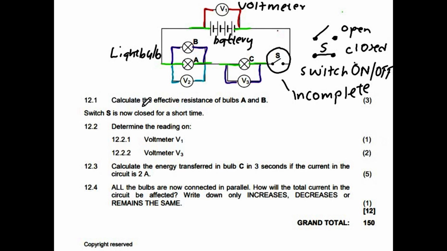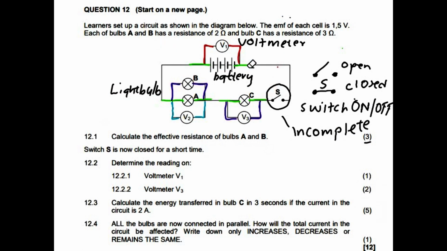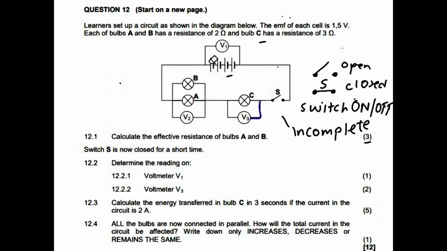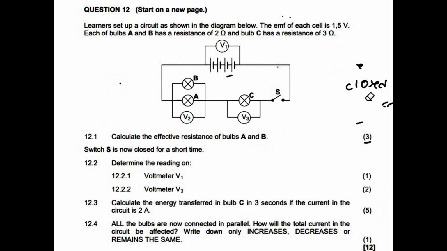Calculate the effective resistance of bulbs A and B. And this is a 3-mark question. So how do we go about calculating the effective resistance? And what does effective resistance even mean? So I'm just going to erase this quickly. When we talk about effective resistance, we are talking about the total resistance in that part of the electric circuit. So light bulbs have a resistance.